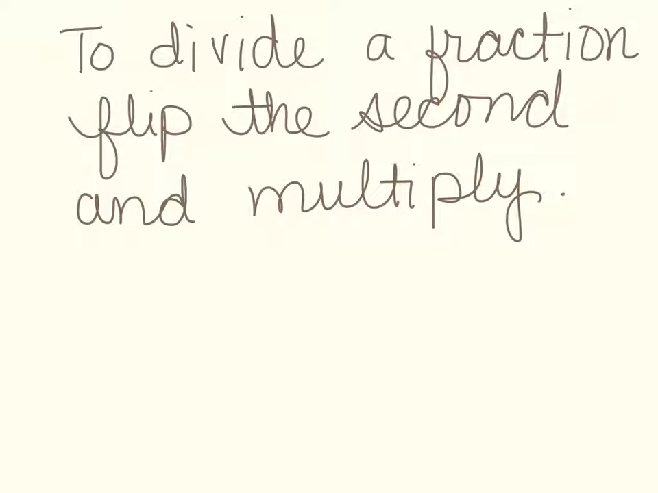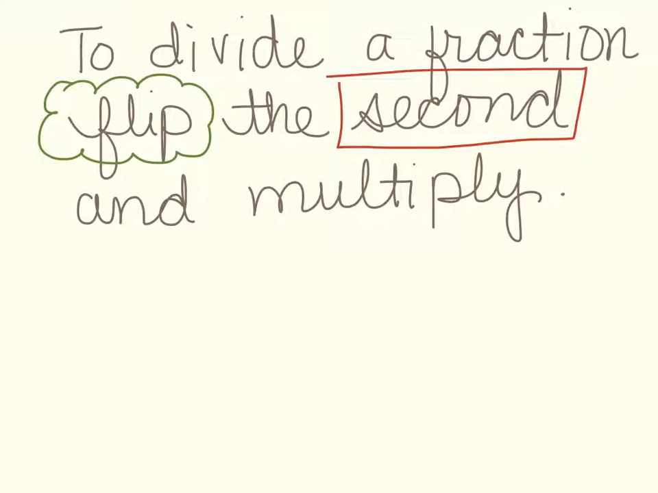Now, honestly, don't even worry about understanding the why. Just memorize this. To divide a fraction, flip the second and multiply. Right away, the flipping should tell you, oh, you're going to find the reciprocal of that second fraction. So it's flip the second and multiply. Let's look right away at an example and go from there.